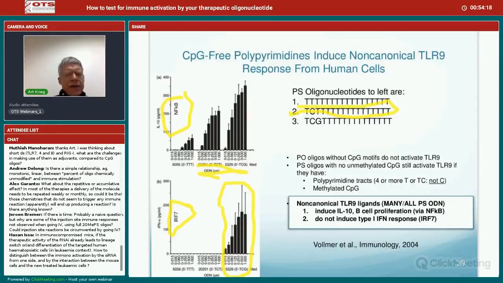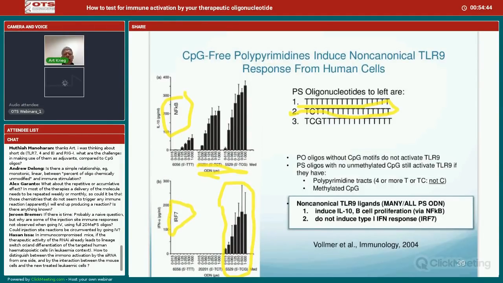Can an in vitro assay predict ISRs? I'm not aware of any. I guess if your in vitro assays show cytokine induction, then you're probably going to get ISRs. But honestly, almost all oligos have some ISR anyway, although it does vary a lot from one to another. I would imagine that oligos that induce more interferons or more cytokines in vitro are going to be more likely to induce ISRs in vivo.